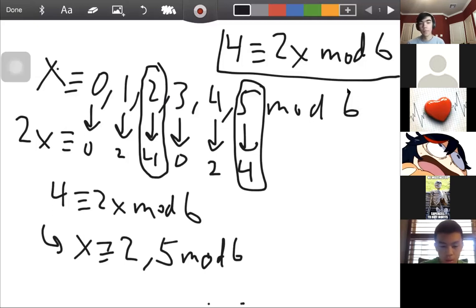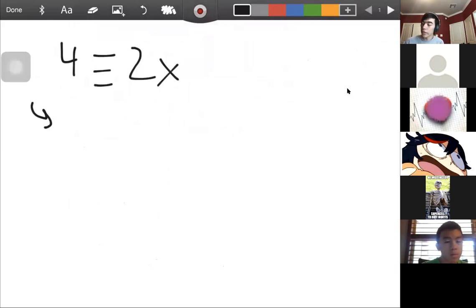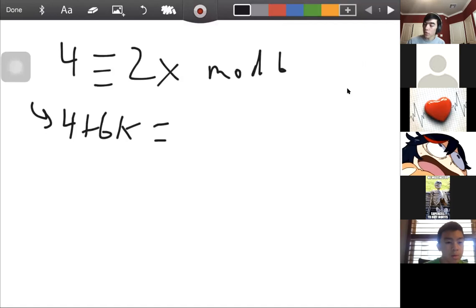That's kind of annoying for us to have, because you can't just divide by 2. Like, where does this 5 come from? 4 over 2 makes sense, but 5, that's weird. So how you get 5 is, when you have 4 is congruent to 2x, what you should do is write 4 as 4 plus 6k is equal to 2x.